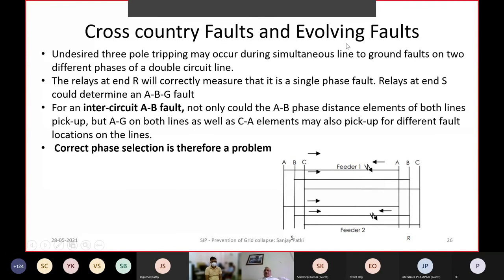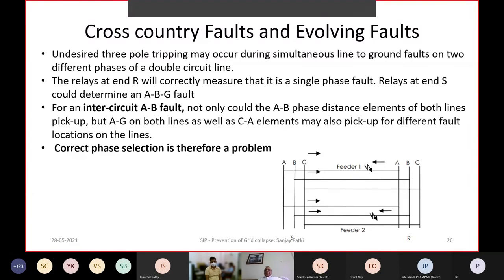Same thing happens in evolving fault. What are evolving faults? In an evolving fault, maybe you start with, say, A phase to ground, then because of the ionization of the air in the vicinity of the fault, it spreads to B phase. So after some time, it becomes an A to B phase fault with respect to ground. And sometimes it can even result in a three-phase fault.